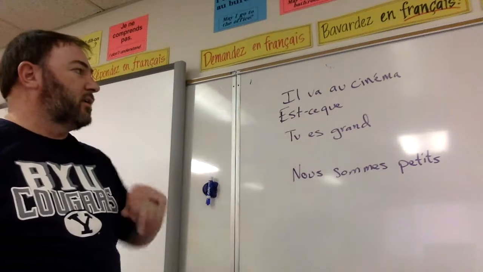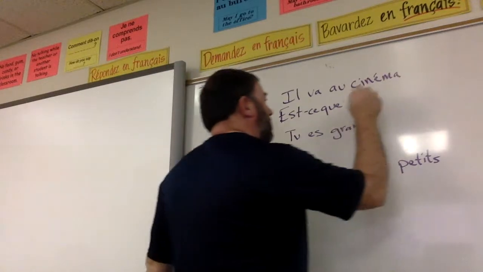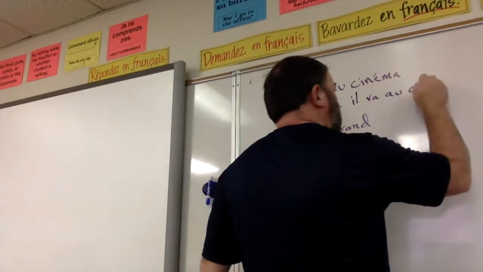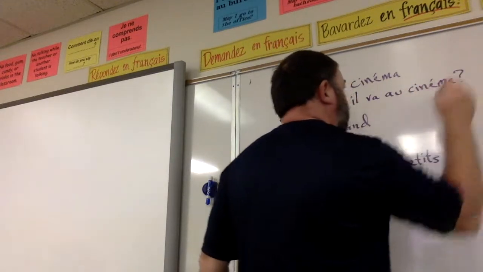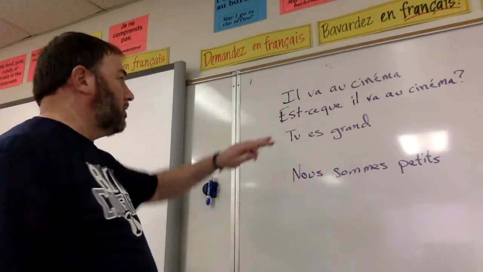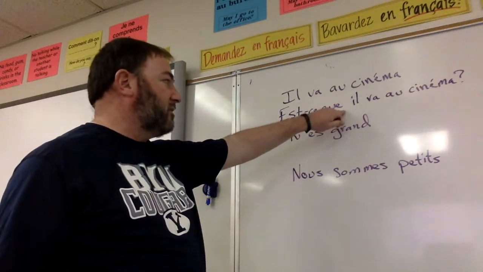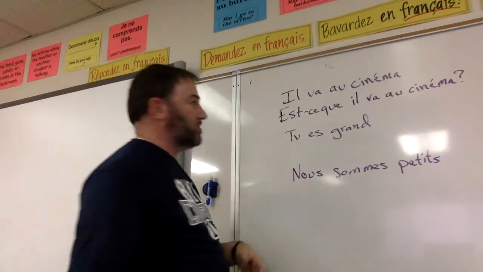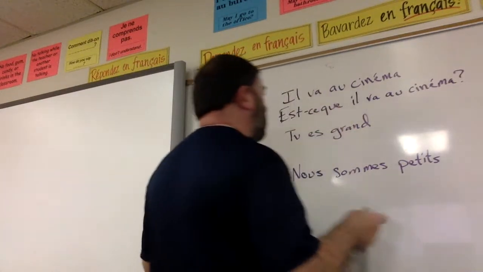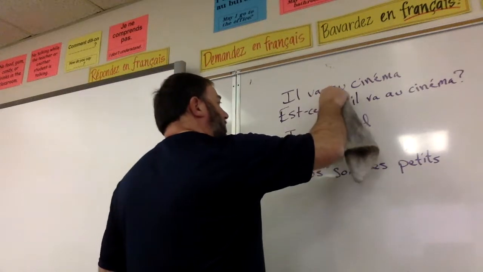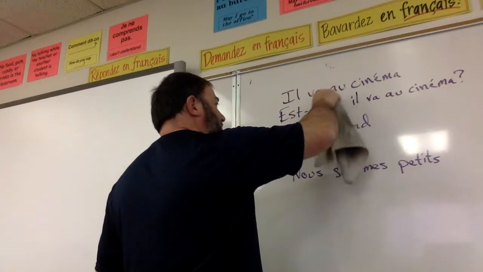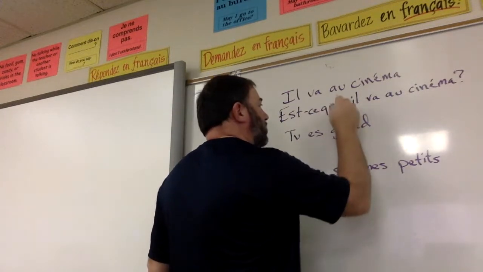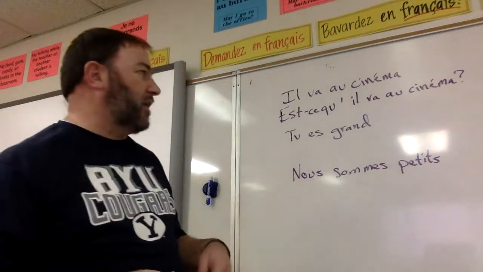All right, it looks like that. Est-ce que il va au cinéma? Now, if you'll notice right here, you've got this vowel followed by this vowel. You can't have that in French. So what we do is we come up here, we take off the E. I'm going to erase the Q to U too. But take off the E, QU, apostrophe, il va au cinéma.